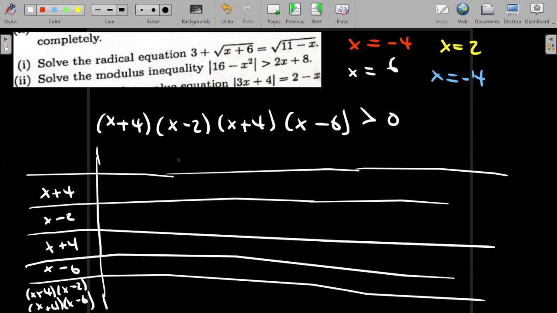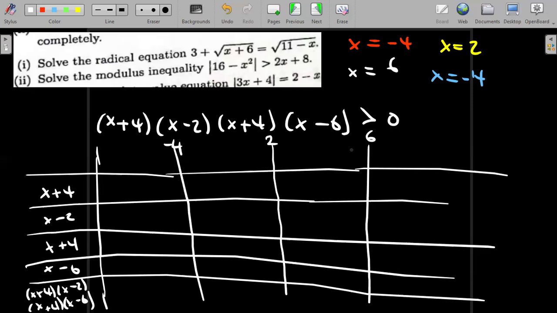Then my critical values. The lowest one I have is negative 4. So negative 4 is here. Then negative 4 is repeating, so it's okay just to have one there. And we have the other one, which is 2. Then we have the other one, which is 6. So those are my critical points.